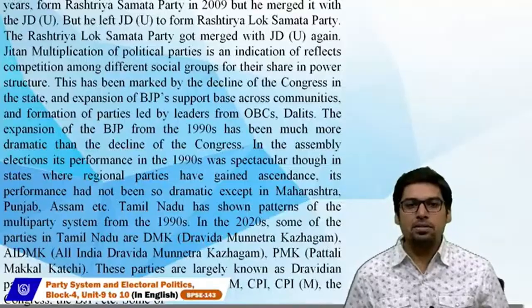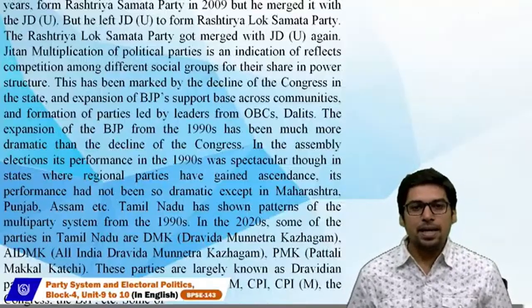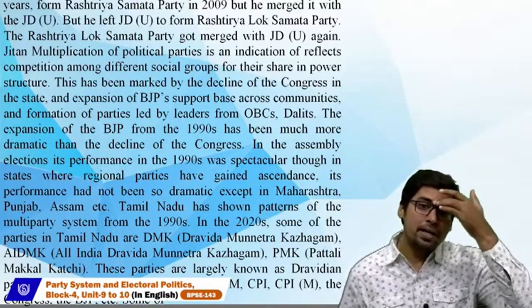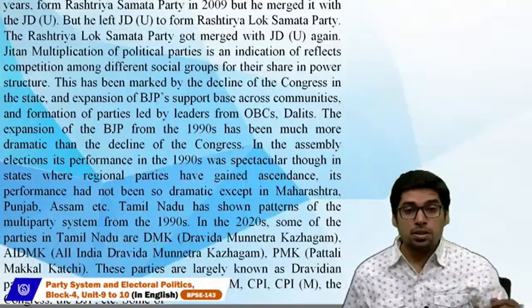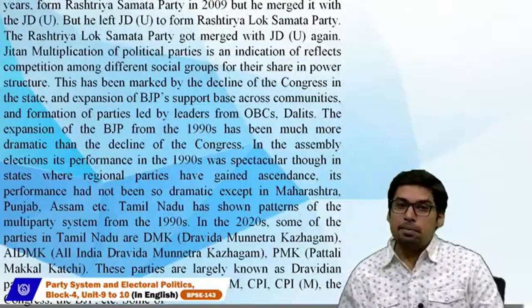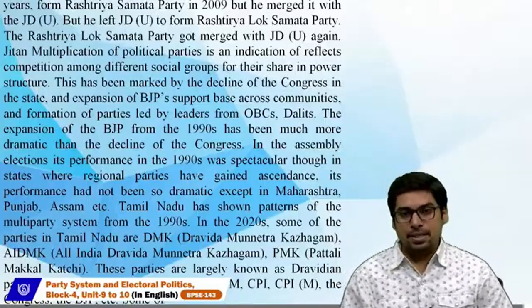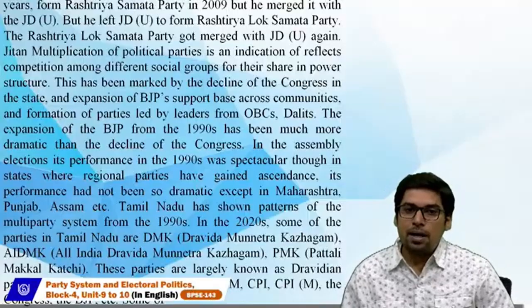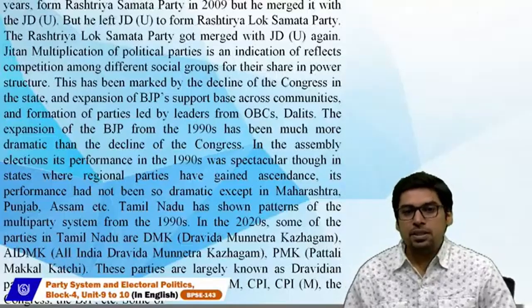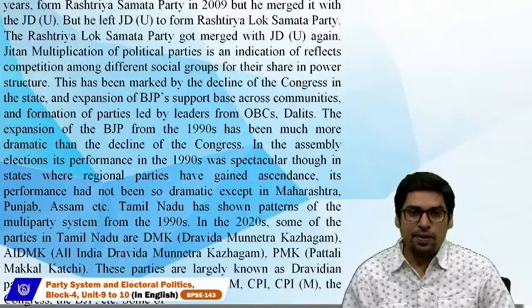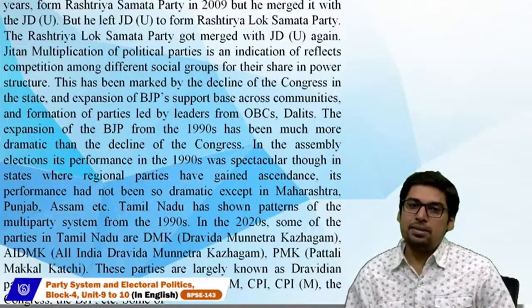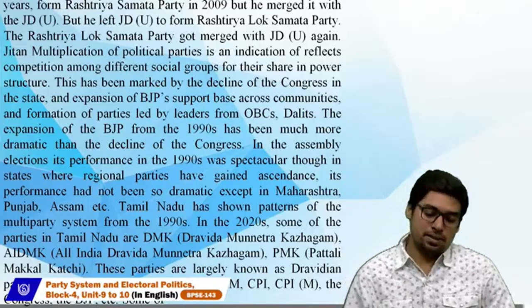In the assembly elections, its performance in the 1990s was spectacular in the states where regional parties had not gained ascendance, like Punjab, Assam and so on. Tamil Nadu has shown patterns of a multi-party system from the 1990s. As of 2020, some of the parties in Tamil Nadu are the DMK, AIADMK, PMK, which are largely known as Dravidian parties, Tamil Maanila Congress, MIM, CPI, CPIM, the Congress, the BJP, etc.